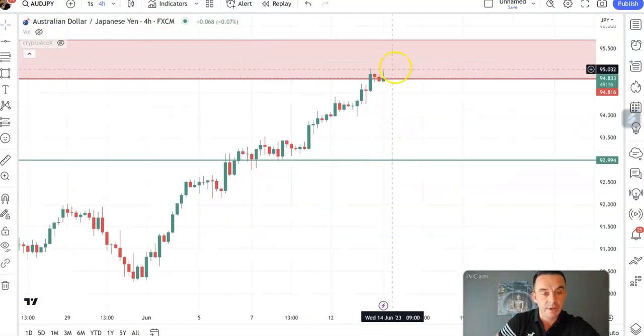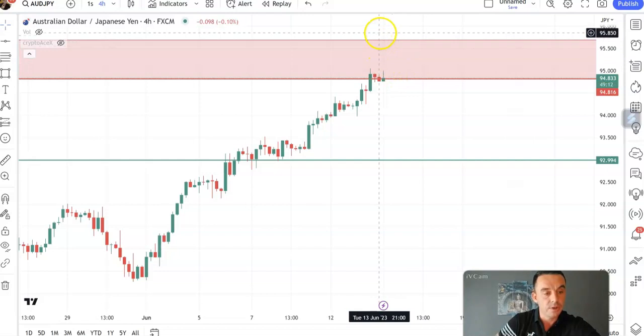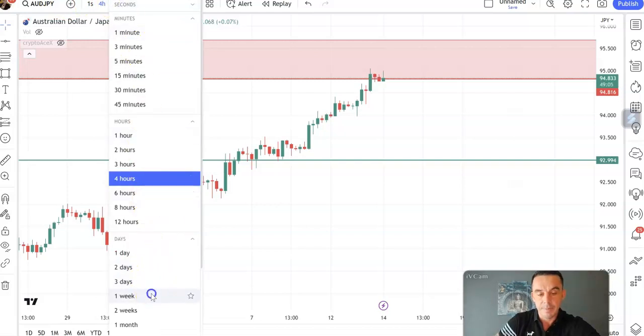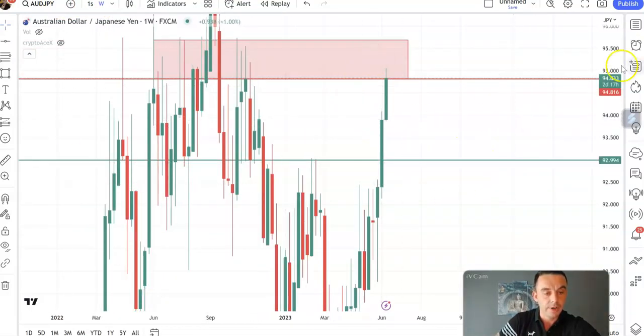And that's basically it. I'm looking to sell in here, and once price pops up, my stop loss is going to just be above 96. You just zoom out to the weekly charts again. Very, very basic, easy setup to see. You know what you're looking for.